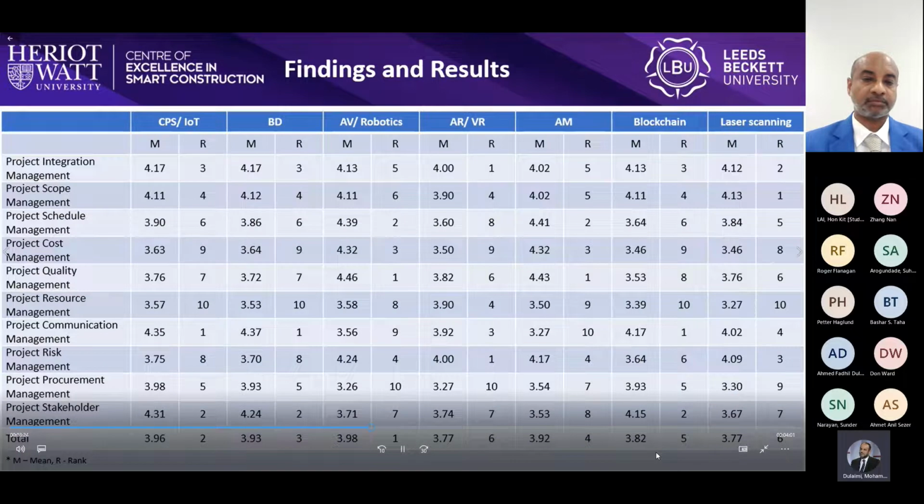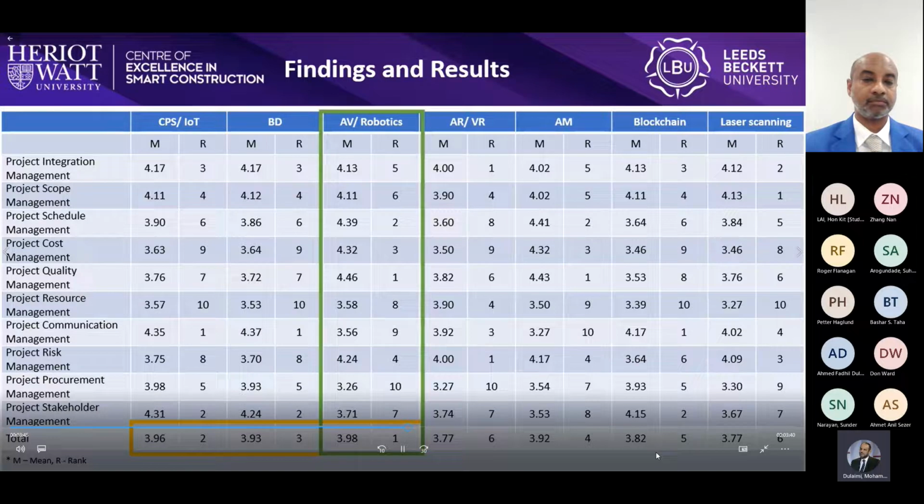Next, we move on to the data analysis and discussion section. So based on the results, all smart technologies were found to impact project management knowledge areas, and the smart technologies with the greatest impact on project management knowledge areas were found to be autonomous vehicles and robotics, cyber-physical system and Internet of Things, and big data.